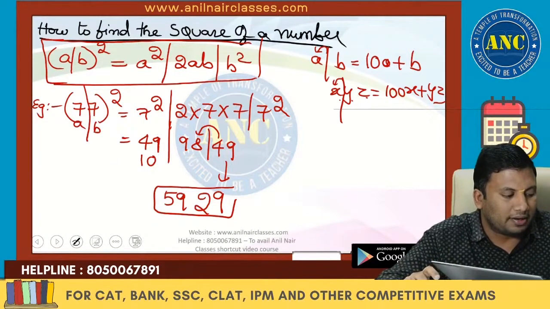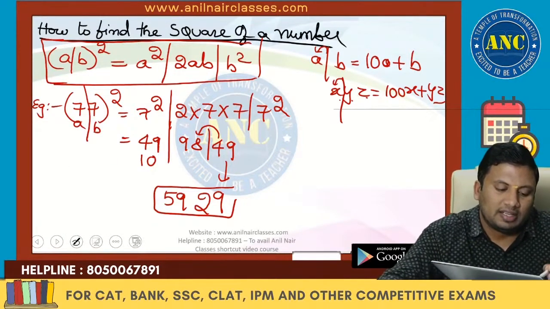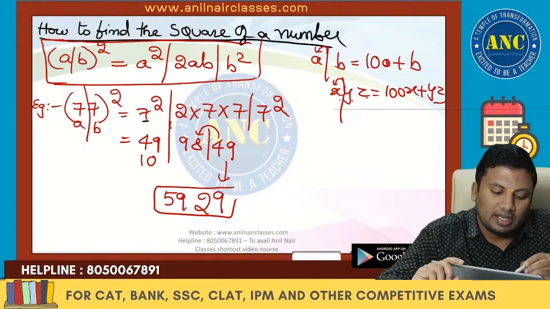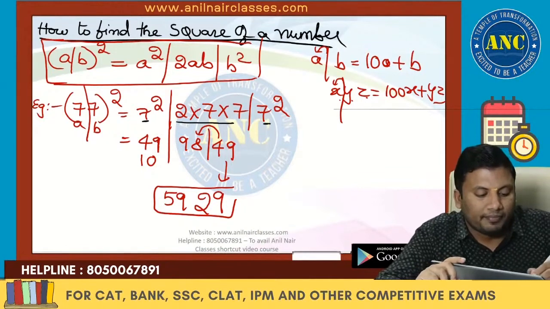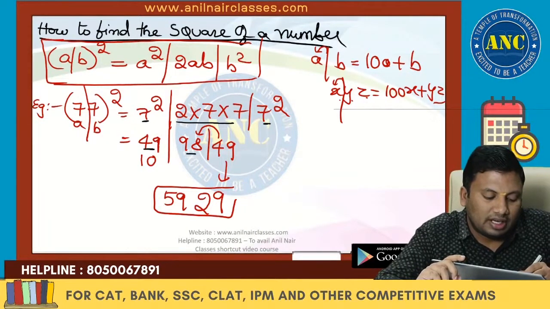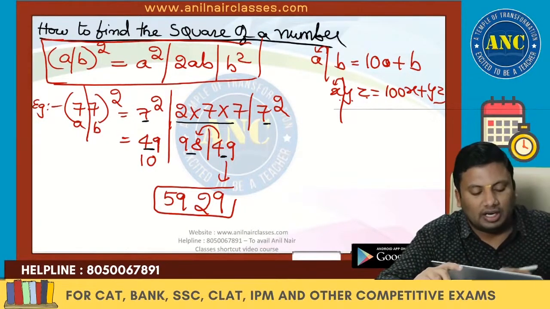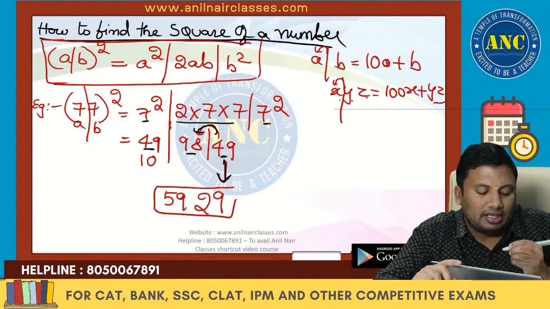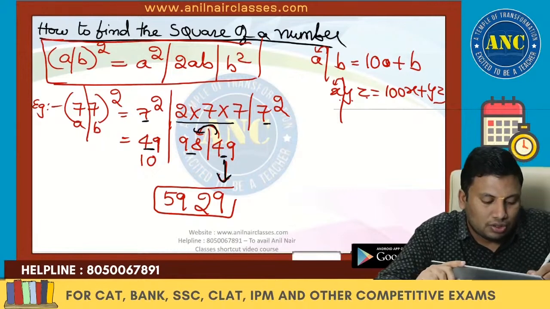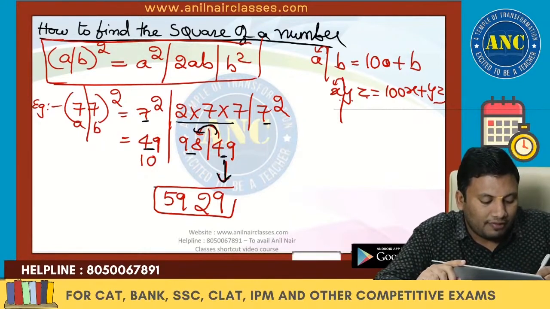Again I am explaining. 77 whole square is a square, next is 2ab, next is b square. 7 square is 49, 98, 49. Write down the unit digit 9. 4 carried. 98 plus 4 is 102. Write 2, 10 carried. 49 plus 10 is 59.